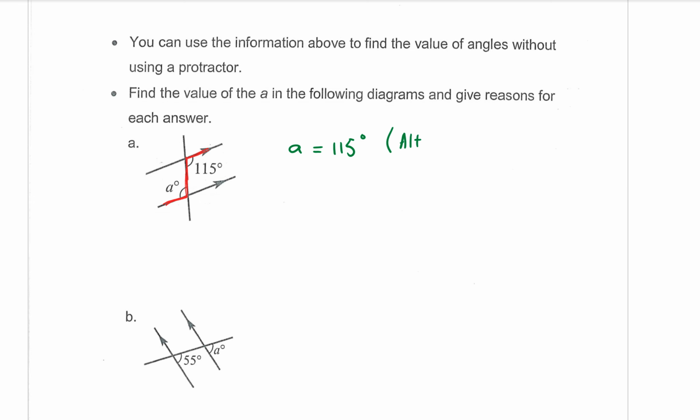A-L-T. So alternate angles, so our angle symbol, are equal. And you cannot use an equal sign for equal. You have to write that word, please. That's it. That's how you do alternate angles. So let's do the next one.